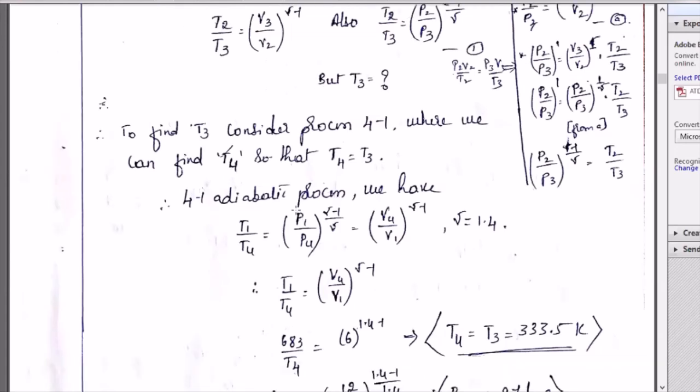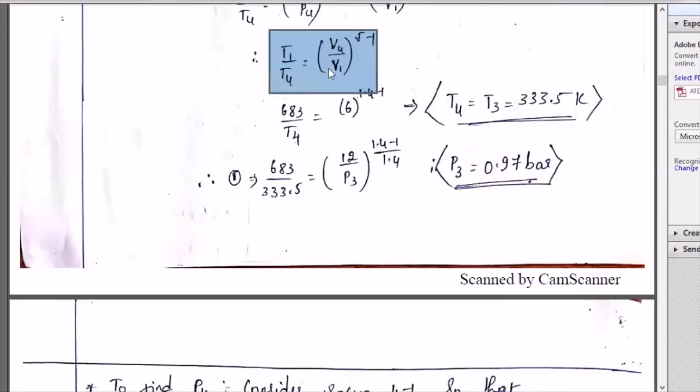Now use any two equations. As I have to find out T3, you can use this value and find it out. Now observe, if I use these two, I can easily find out the value of T4. That's what I have written over here. T1 by T4 is equal to V4 by V1 to the power of gamma minus 1. Given in the problem, V4 by V1 is 6. Substituting that, we can find out T4. But we know T4 is equal to T3. So T3 is equal to 333.5 Kelvin.